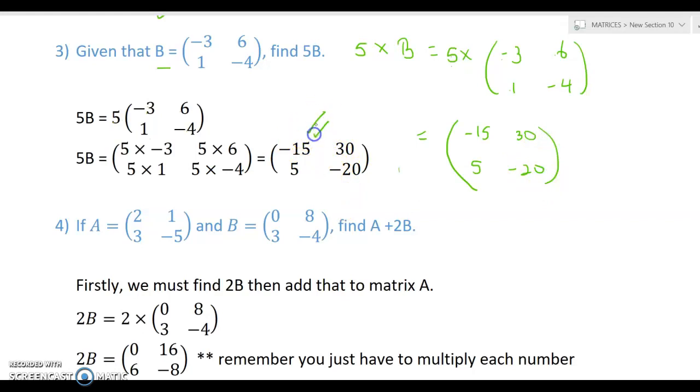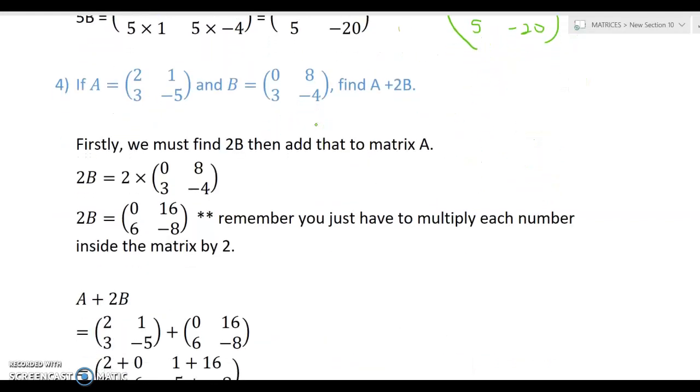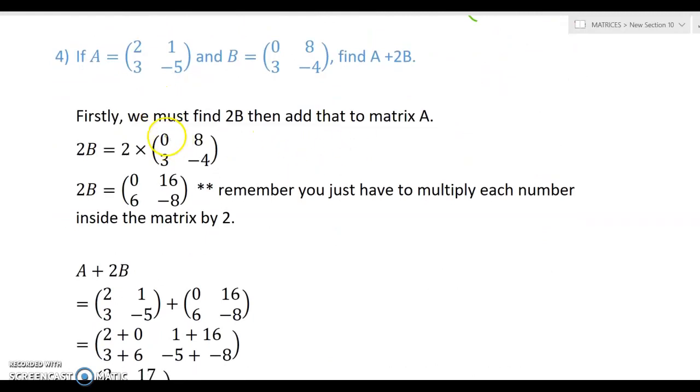That's the final answer. And then the last one that we're looking at, you are given matrix A and matrix B. We want to find A plus 2B. First we need to find out what 2B is. We know what B is, so let's find what 2B is. That's 2 times matrix B. So 2 by 0 is 0. 2 by 8 is 16. 2 by 3, you get 6. And then 2 by minus 4, you get minus 8. So you just multiply each number by the 2.